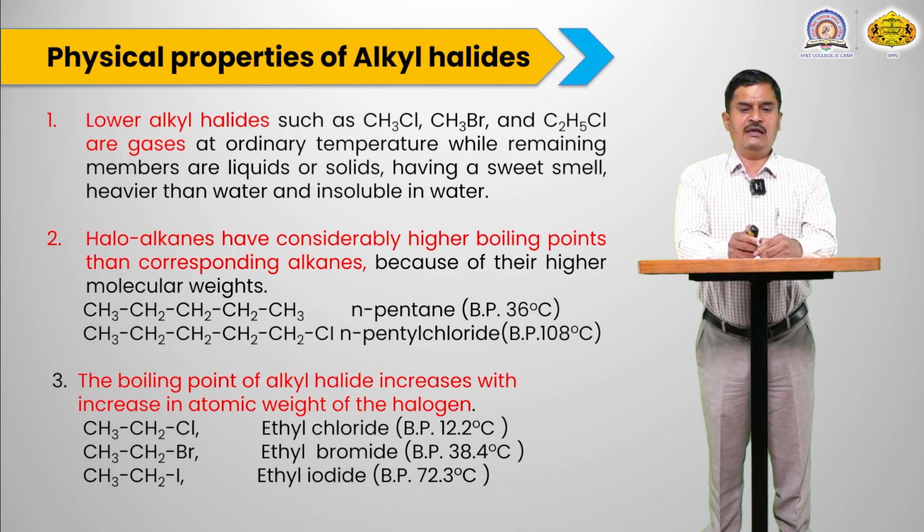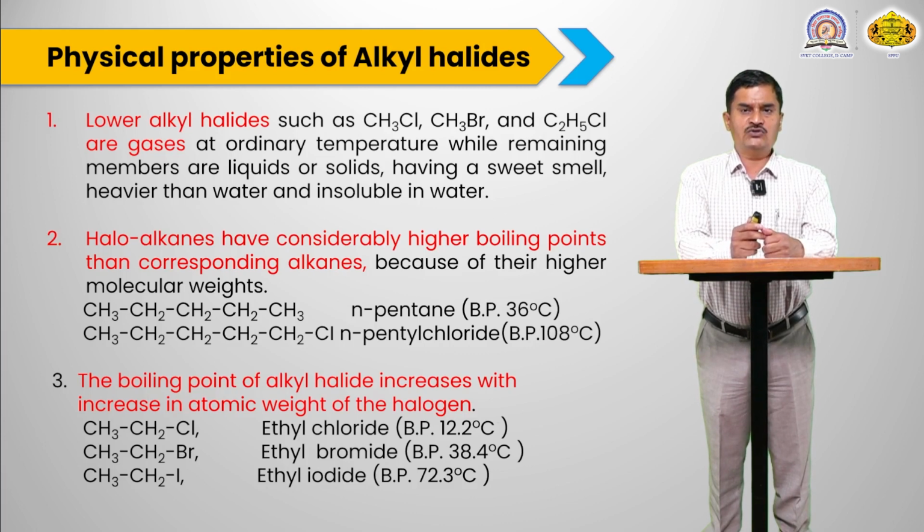The boiling point of the alkyl halide increases with increase in atomic weight. If we consider the series, for example ethyl chloride, ethyl bromide, ethyl iodide, the density in the periodic table increases from top to bottom, meaning iodine is the heavier element as compared to bromine, and bromine is the heavier element as compared to chlorine.